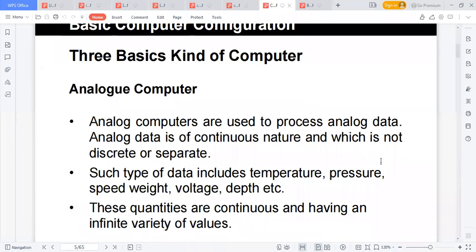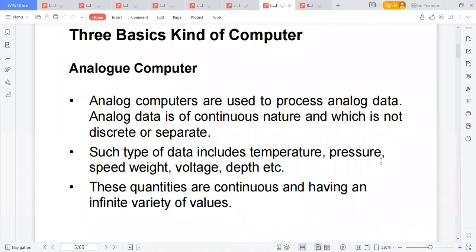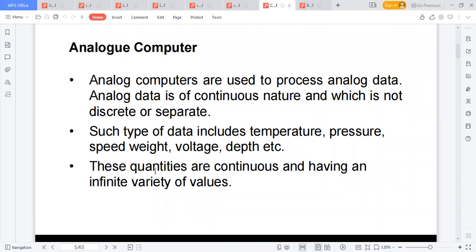First of all, the analog computer. What is actually an analog computer? Analog computers are used to process analog data. Analog data is of a continuous nature, which is not discrete or separate. Such types of data include temperature, pressure, speed, weight, voltage, depth, etc. That means these are the special features of an analog computer. These quantities are continuous and have an infinite variety of values. But our digital computer uses only 1 and 0.